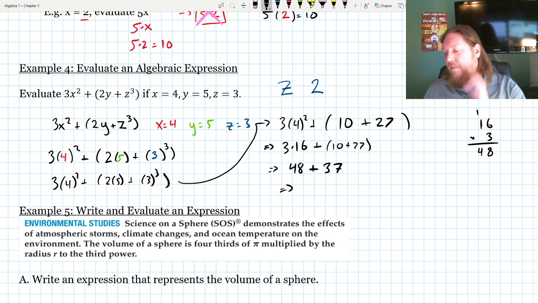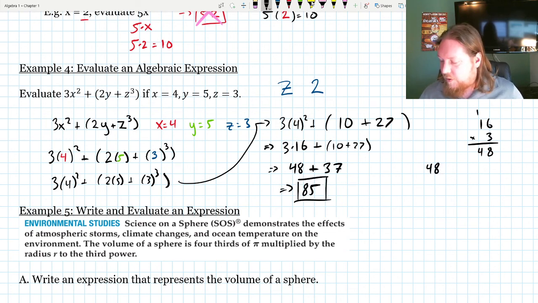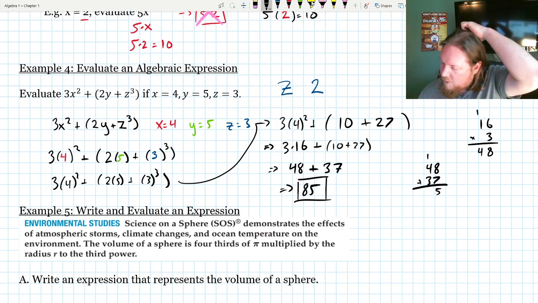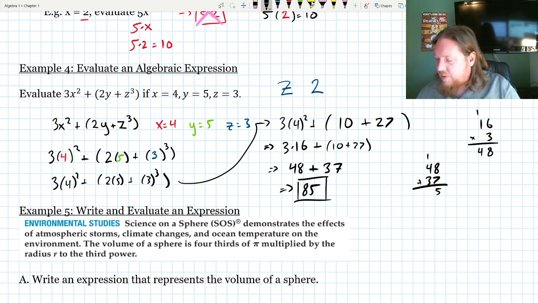48, well, 40 plus 30 is 70. 8 plus 7 is 15. 70 plus 15 is 85. So there is my answer. If you wanted to do that old school, you could have done it old school. 7 plus 8 is 15. 3 plus 4 is 7, plus another 1 there is 8. And you'd see it's also 85.